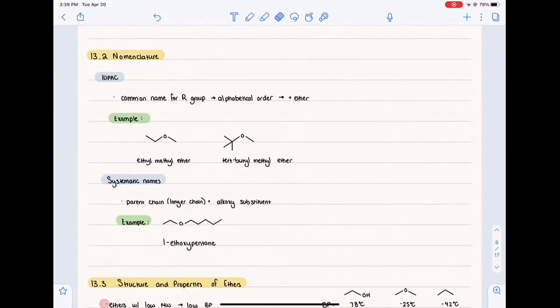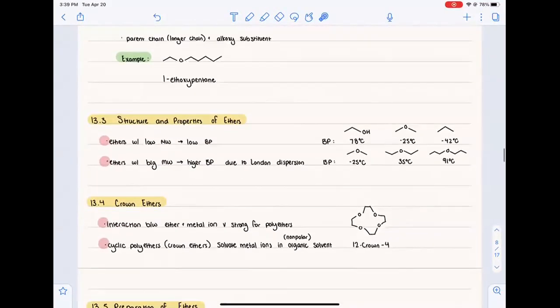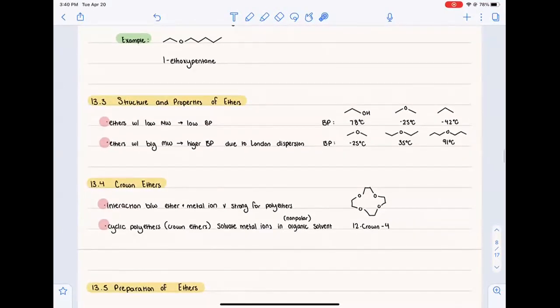Okay, let's just look at the IUPAC then, okay? And if he asks for the systematic name, then that will suck, okay? Moving on though. We have structure and properties of ethers. Ethers with low molecular weight have low boiling points, and ethers with a big molecular weight have big boiling points due to London dispersion. You just use 3 brain cells, this will make sense.